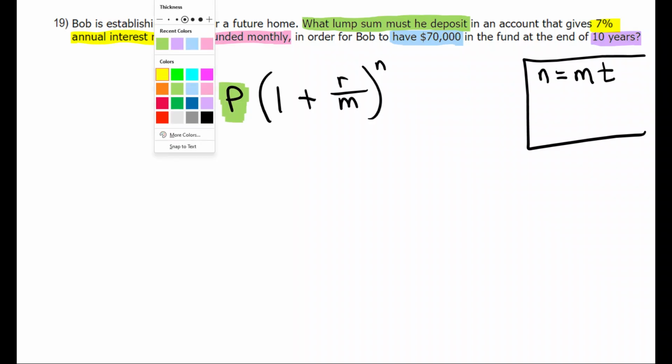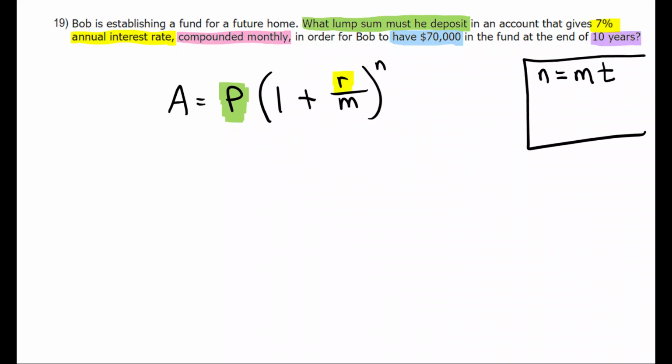And then the interest rate is 7%. That is here, but you'll use 0.07. And it says compounded monthly, so my m would be 12. And then I have an m over here as well. And the $70,000, that's what he wants to have. He wants to have $70,000. That's the future value, or the future amount A. And then time is 10 years, so the 10 goes here.